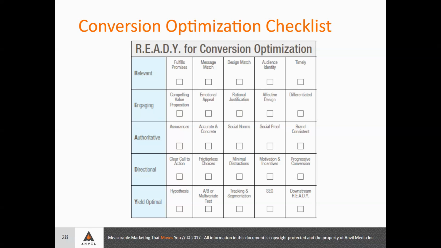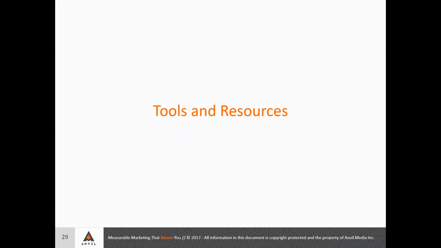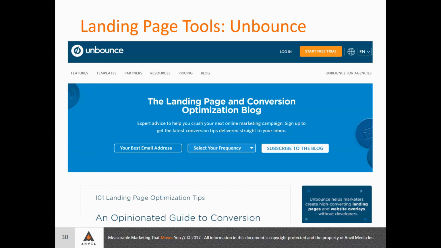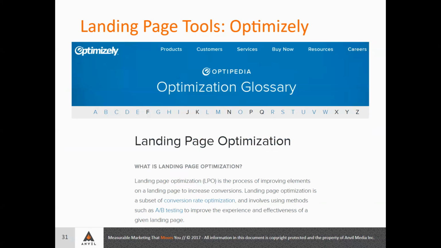We do have some tools and resources here at the end. There were a couple that we wanted to touch on. Unbounce is a landing page tool that provides templates to use for landing pages, and it usually integrates directly with a marketing automation tool or a CRM. So just a couple of slides around that.